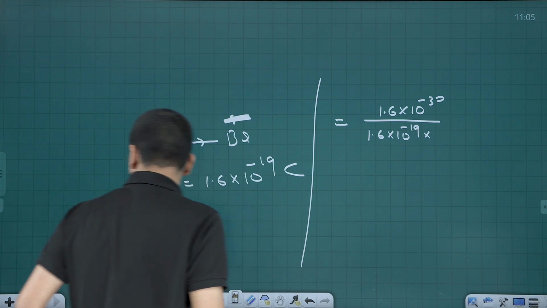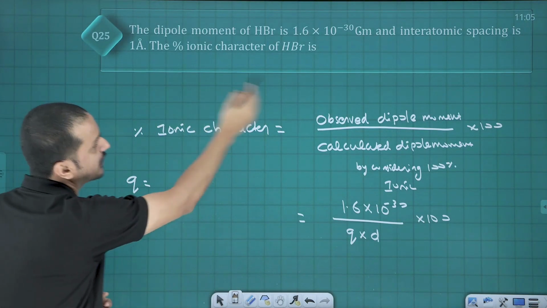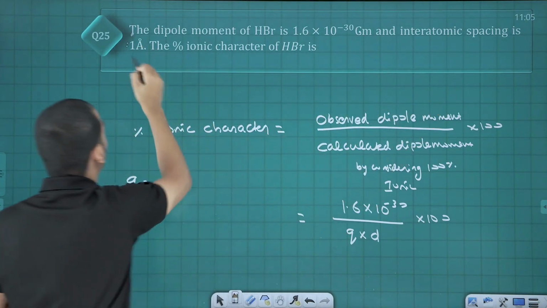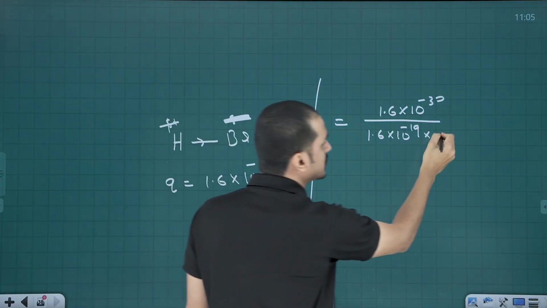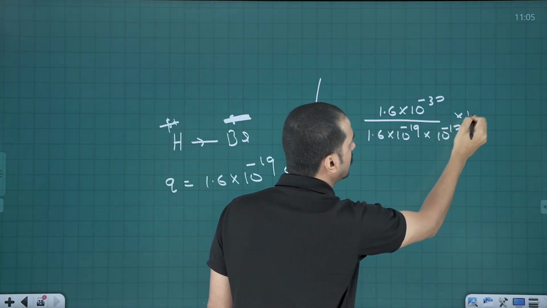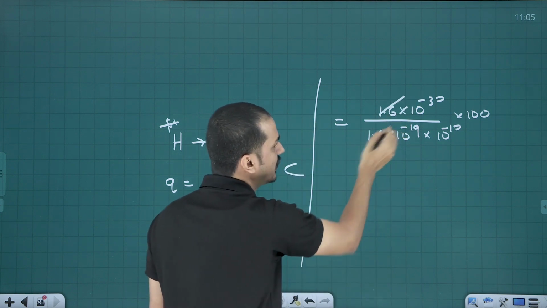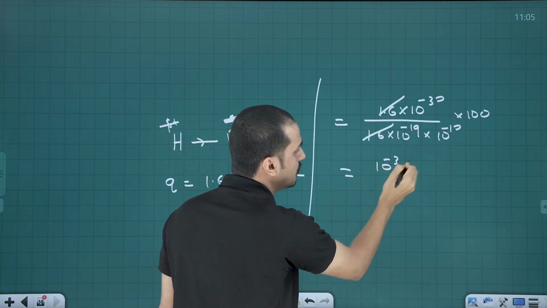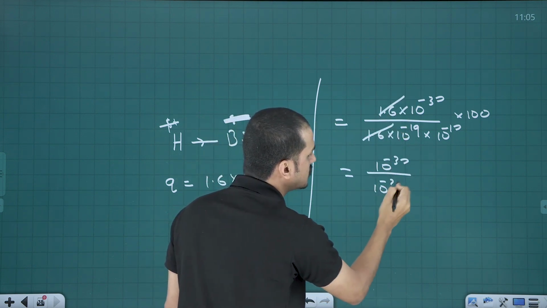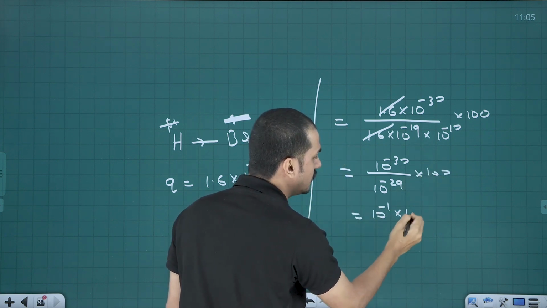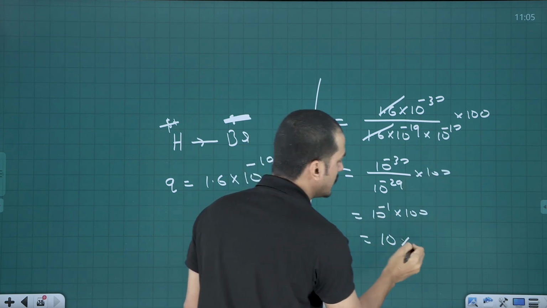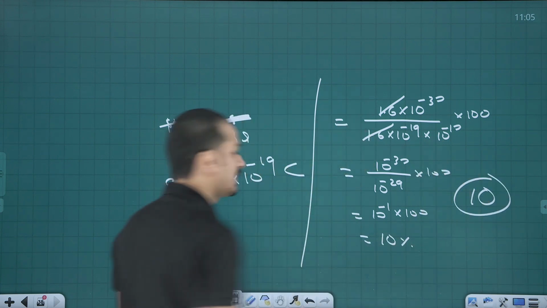What about the distance between them? They have given the interatomic spacing. Interatomic spacing 1 angstrom. 1 angstrom means what's the distance? 10 raised to minus 10 meter, into 100 will come. This one will get cancelled. 10 raised to minus 30 divided by 10 raised to minus 29 into 100. That means 10 raised to minus 1 into 100 will come. That means 10%. Your answer is what? 10 will be your answer.